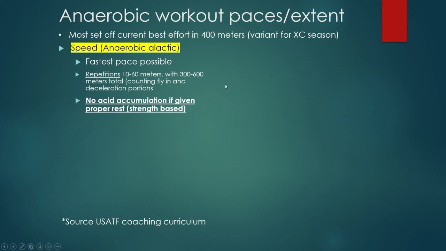So in the video on Fly 30s, what I mentioned is, if you have a 10 meter fly-in, 30 meters of the rep, and then a 20 meter deceleration zone, that really should be counted as about 60 meters. So if you do 10 of those, that's 600 meters. That's about as much as you would want to do.